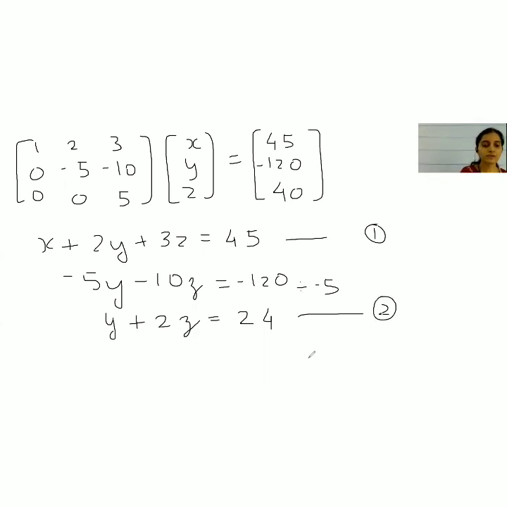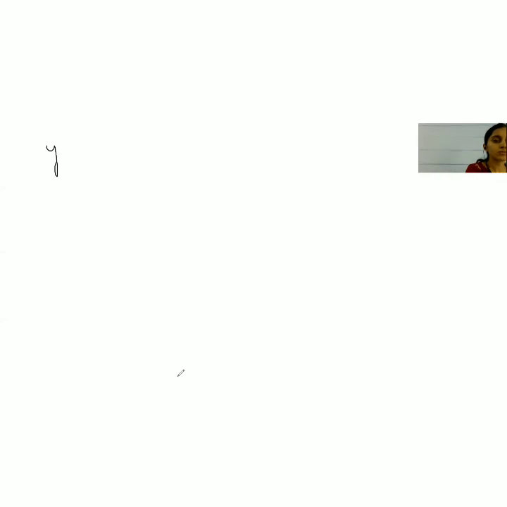Third equation, 5z is equal to 40. That means z is equal to 8, right? Substituting in the above equations, we'll get the values of x and y. So we'll get y is equal to 8 and x is equal to 5.